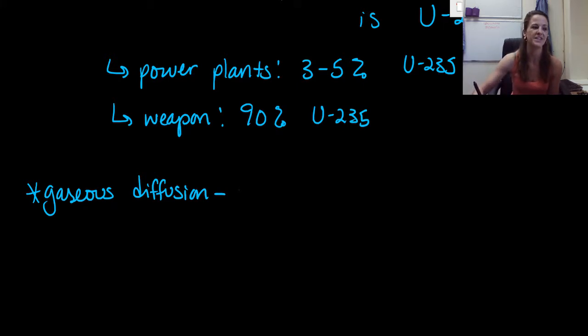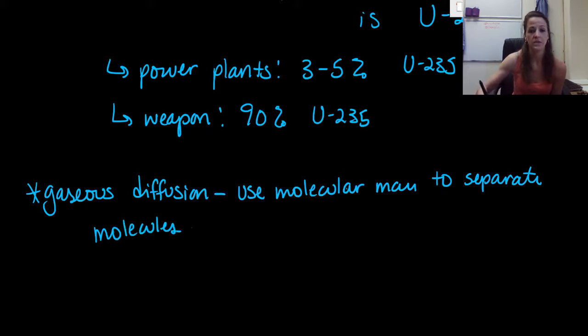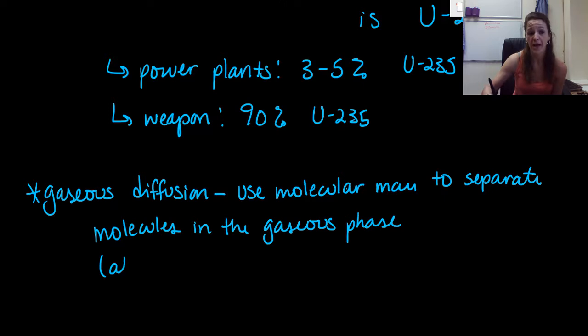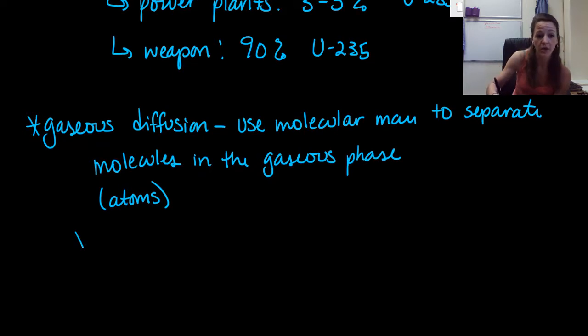So gaseous diffusion is when you use molecular mass to separate molecules in the gaseous phase. And I want to put underneath here that we could be talking about atoms, or elements, or something very specific. It doesn't necessarily have to be molecules, but it could be molecules. Gaseous diffusion is applied to a lot of different pieces. And so what that means is that our lighter molecules, and when I say lighter molecules, again, I'm talking about atoms as well. We're just trying to be vague here, very global.